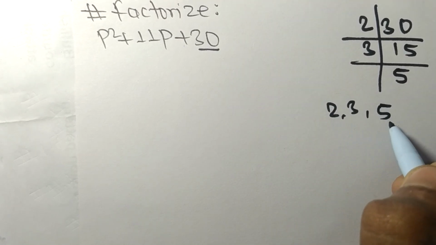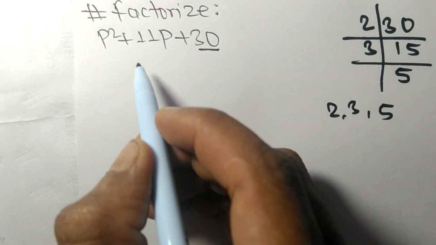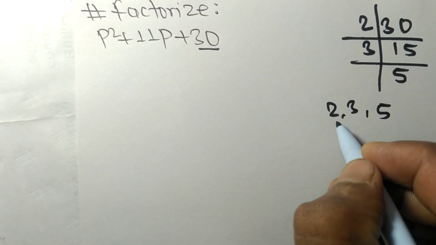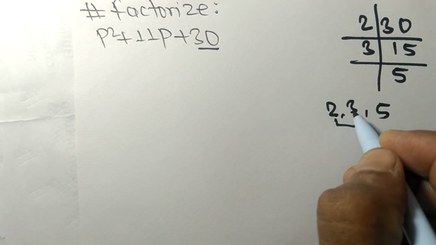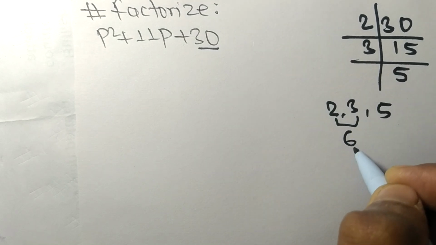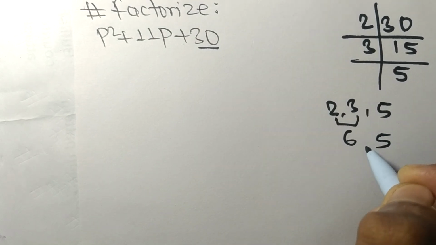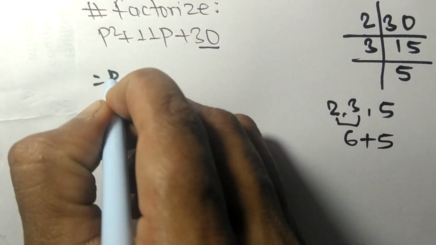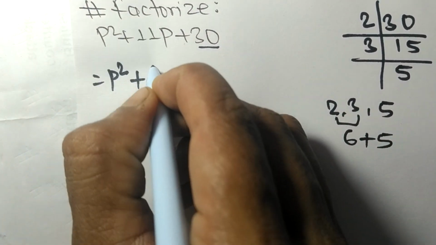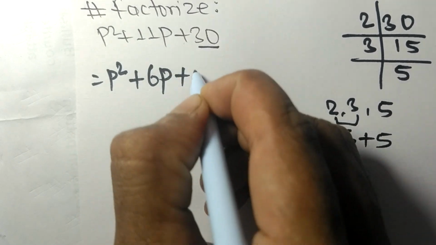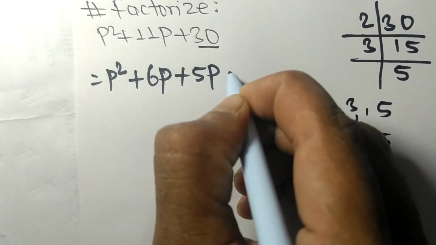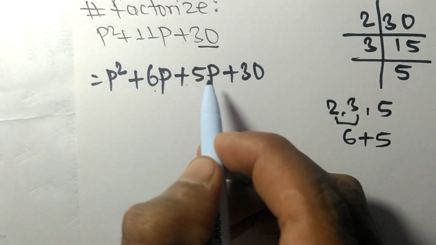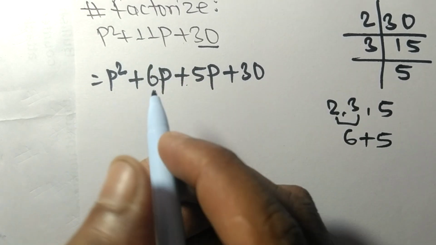And from these numbers we have to find out the center number, that is plus 11. So when we multiply 3 into 2, that is 6, and this 5, 6 plus 5 means 11. So it is p square plus 6p plus 5p plus 30. 6p plus 5p means it is 11p.